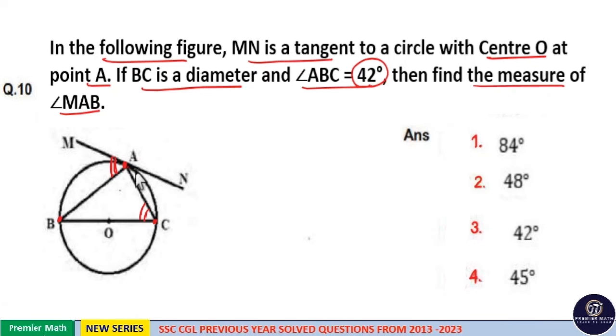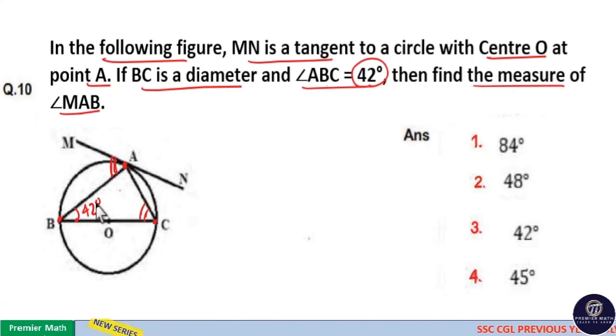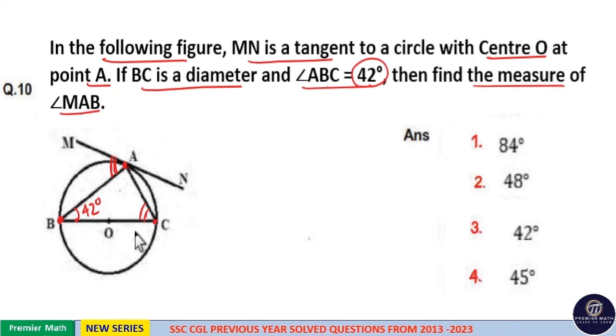That is, the angle between tangent MN and chord AB is the same as the angle created by chord AB on the alternate segment. Here angle ABC is 42 degree. So ABC means this angle is 42 degree. And we already know a diameter BC creates 90 degree with any point on the circumference of the circle.